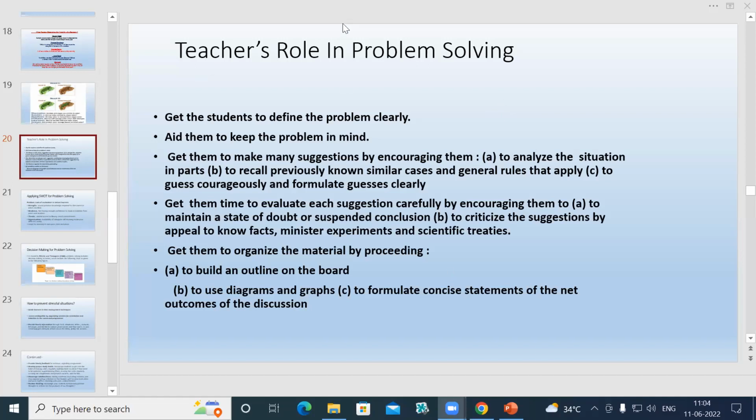Another point is that the teacher's role is very important in problem solving. Give them time to evaluate each suggestion carefully, encourage them to maintain a state of doubt or suspended conclusion, and then criticize the suggestion by appeal to known facts, experiment, and scientific reviews. So you organize the material by making an outline on the board. Suppose you want to use this method of problem solving, then you make the outline on the board, use diagrams and graphs, and formulate a concise statement of whatever discussion you are having to approach or formulate a problem. Next slide please.